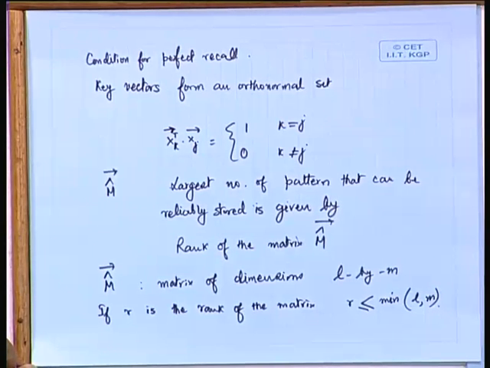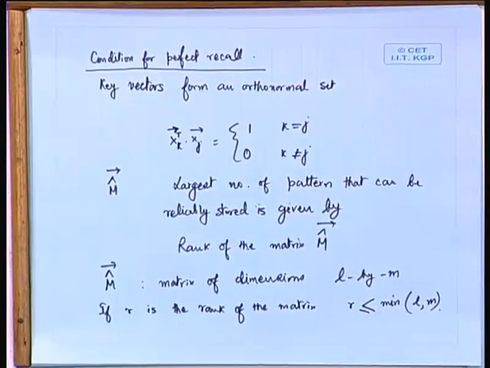Is that all right? So, that is what we can have as the maximum number of patterns that can be stored. So, for a reliable recall, we must have the number of patterns less than or equal to this R, which necessarily will be given by the minimum of this L and M. So, this aspect we must keep in mind.